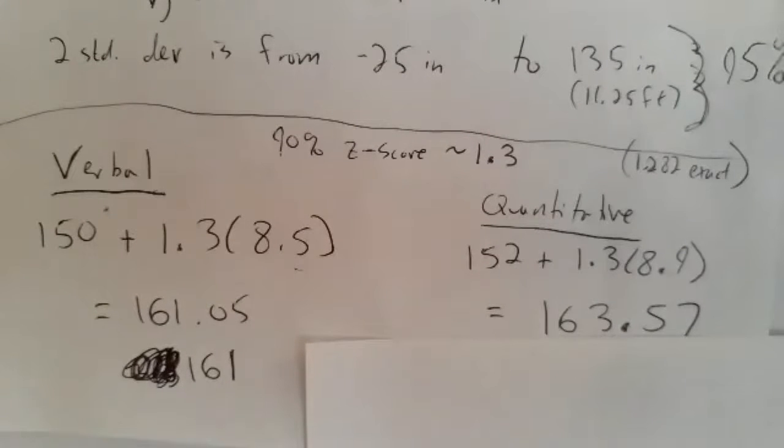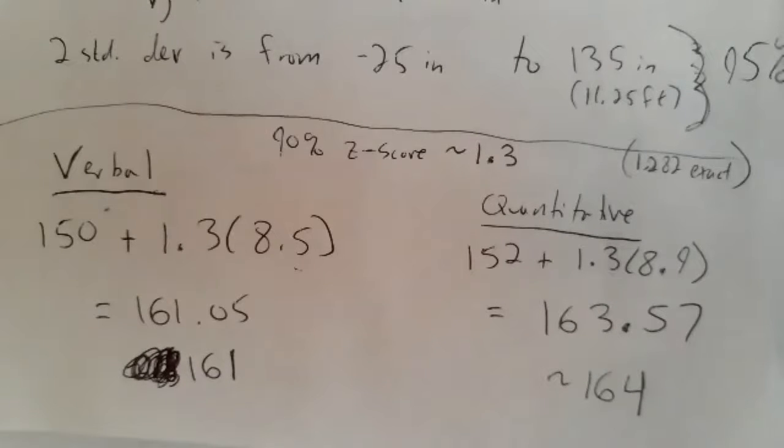Oh, okay. I see what I did wrong. It's because I did 150 plus 1.3 times 8.9. Oh yeah. Okay, yeah, 163.57. Yeah, that's it. And then if they're gonna round that to about like what, 164? 164. So a score of 164 will get you in the 90th percentile. Okay. I think I was confused because they gave the percentile. It kind of threw me off.